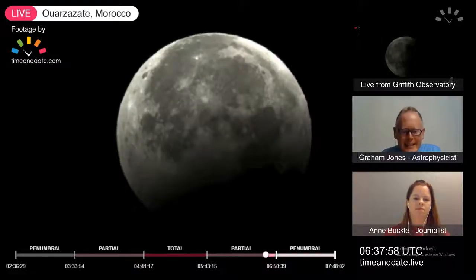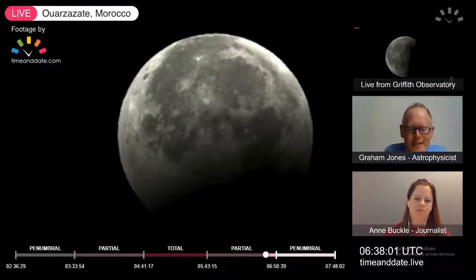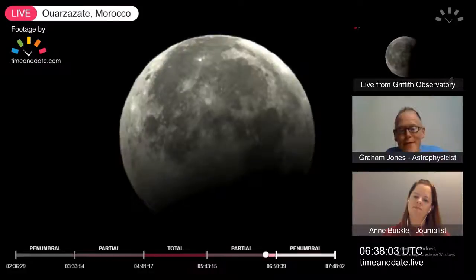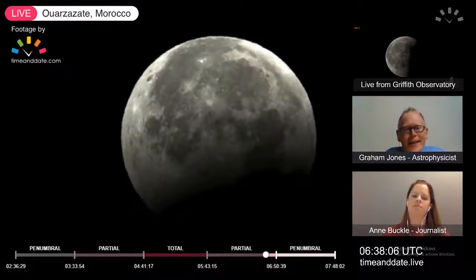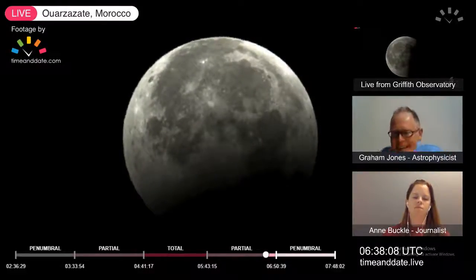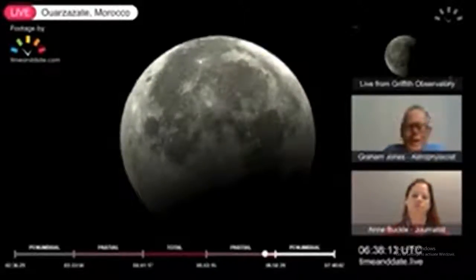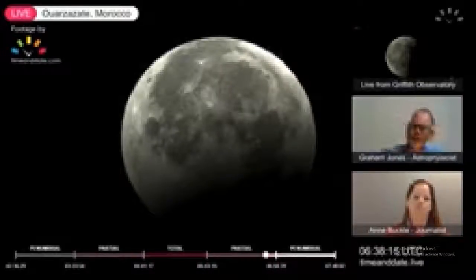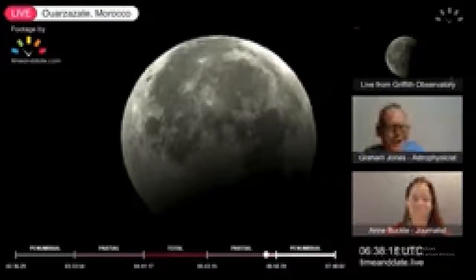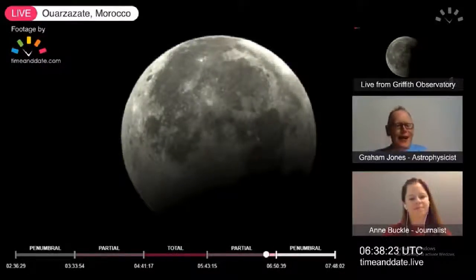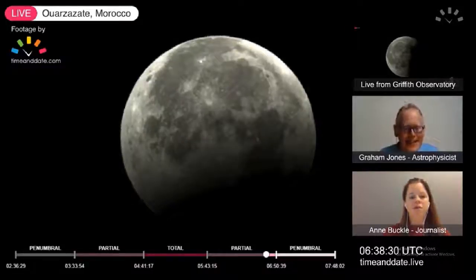May 26th. This totality will be visible again from North and South America, also from Eastern Asia and Australia and New Zealand. But you'll have to be quick to see it, because this totality in May 2021 will only last for 14.5 minutes. Wow. That's very short, isn't it? That is very short, right?